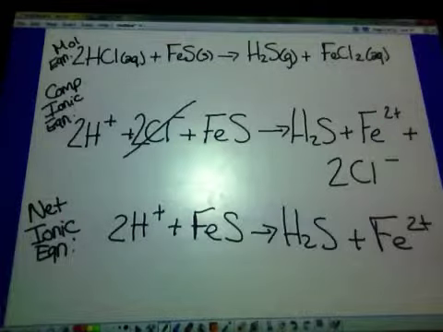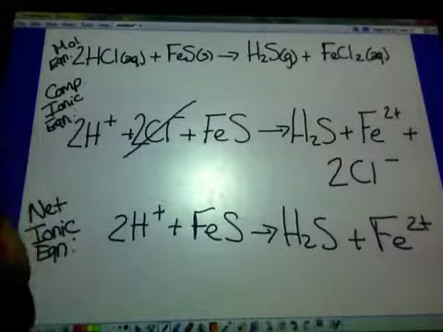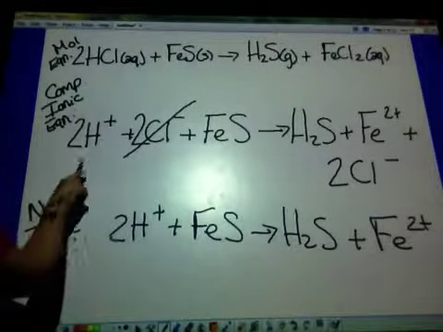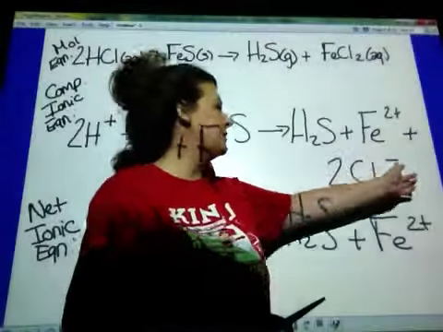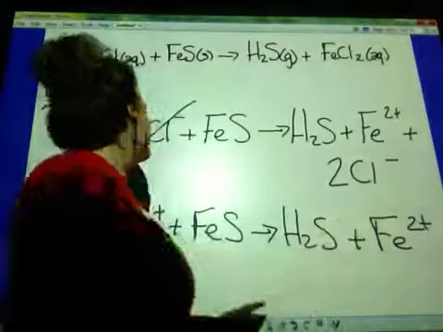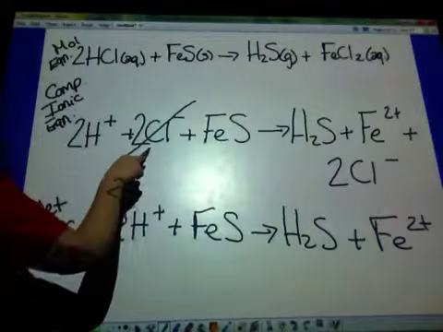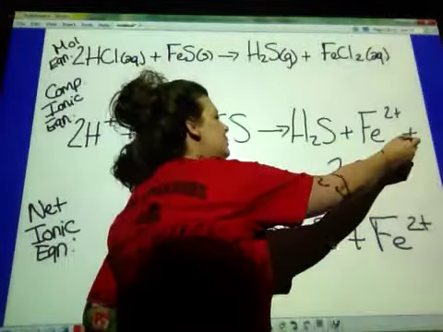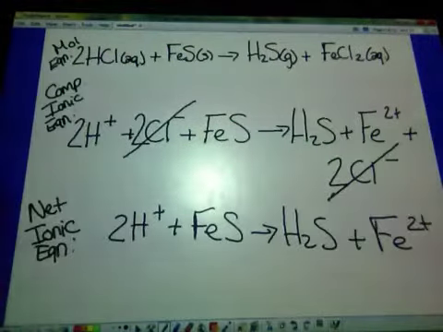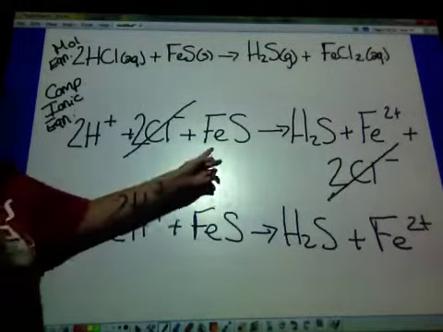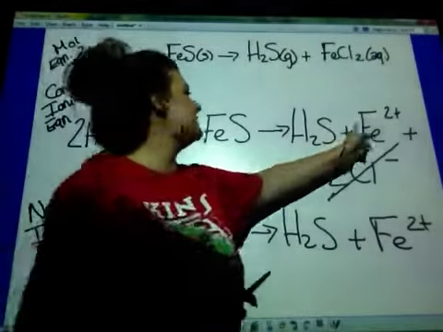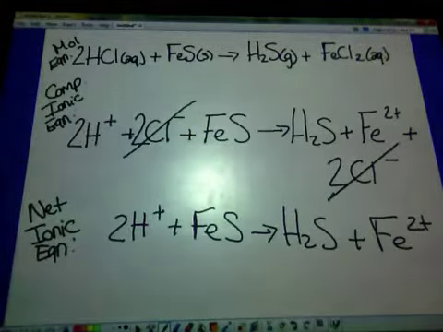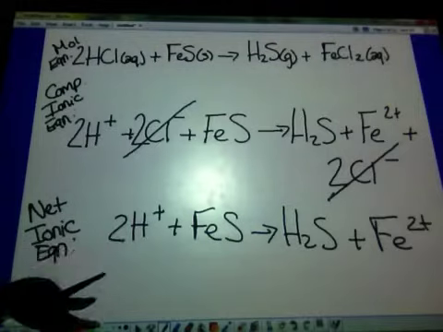So now my next step is to cancel out spectators. I have 2 H plus on the reactant side. Do I have that here on my product side? I do not. I have 2 Cl minus on my reactant side. Do I have the exact same thing on the product side? I do. So that means I can cross those out. Those are spectators. I have FeS. Do I have the exact same thing on the product side? I don't. So I'm done canceling out spectators.